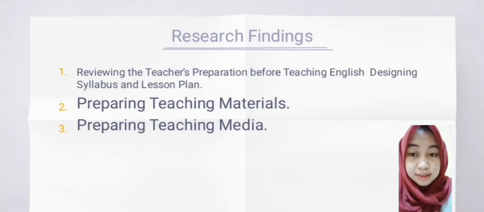The last is preparing teaching media. The English teacher also provides other media such as scribbles, flashcards, and vocabulary cards. The principal revealed that to support the teaching and learning of English, the school has provided media such as educative CDs, an in focus projector, and a sound system that can also be used for teaching all other subjects.